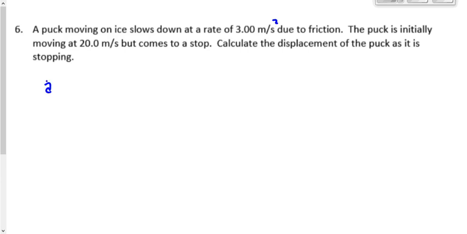What do we got here? We'll say A is 3.00, is that right? Would it be a negative acceleration? Yeah, that would be a negative acceleration because it's slowing down. Good.